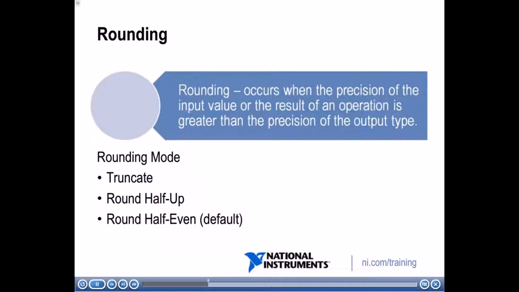So with a round half even, it's going to round the value to the nearest value that the output type can represent again. However, if the value lies exactly in between 2 such values, then LabVIEW is going to check the value of the bit that becomes the least significant bit after rounding. If the bit is 0, then LabVIEW is going to round to the lower of the 2 values. If the bit happens to be 1, then it'll round it to the higher value.